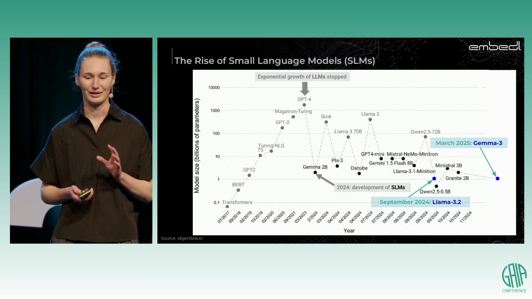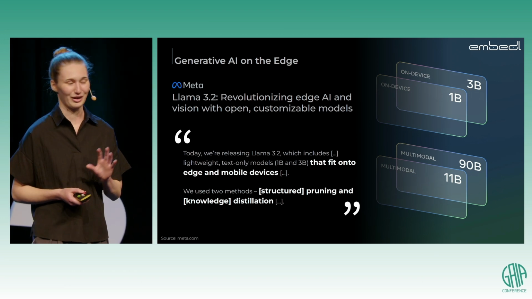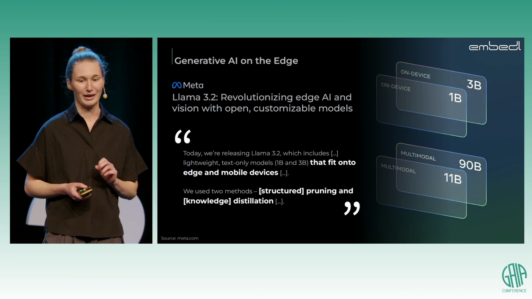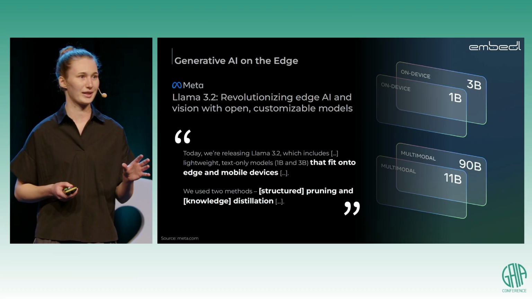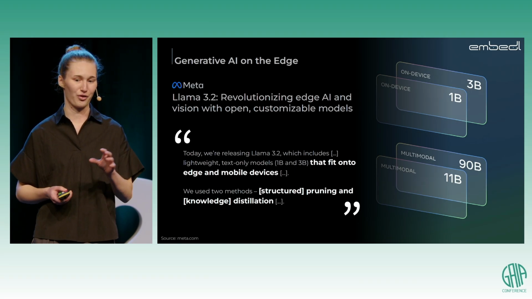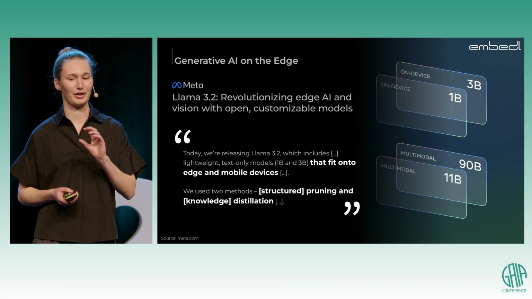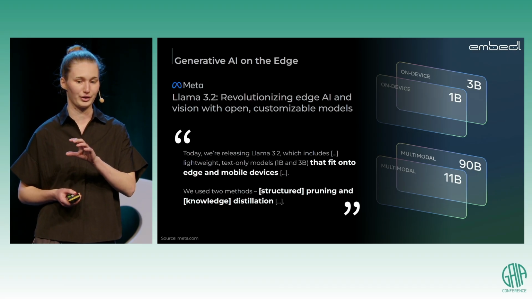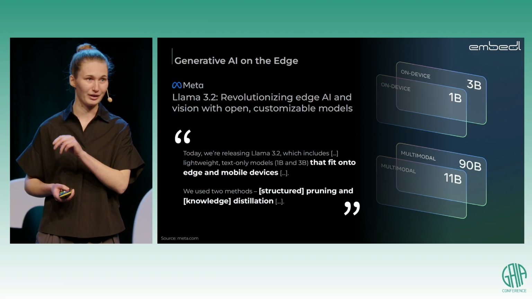So let's maybe quickly introduce those 2 models, starting with Llama 3.2. This was released by Meta, and it was released with the catchphrase, revolutionizing edge AI and vision with open customizable models. And at this point, the main goal was to develop models that fit onto edge and mobile devices. And they've used structured pruning, that is a model compression technique, and knowledge distillation. In just 2 slides, I'm going to explain those 2 techniques a bit more, so be patient.